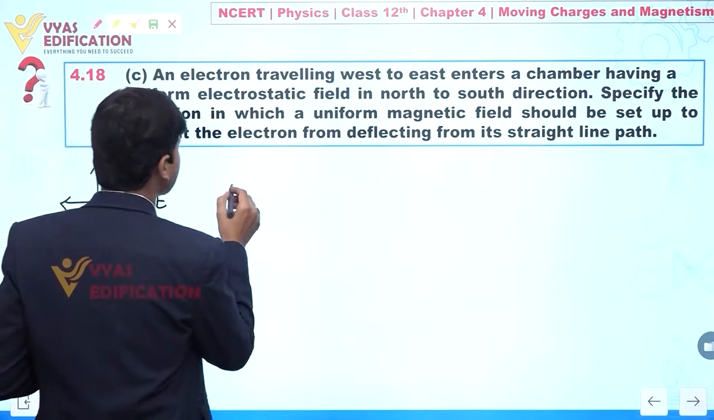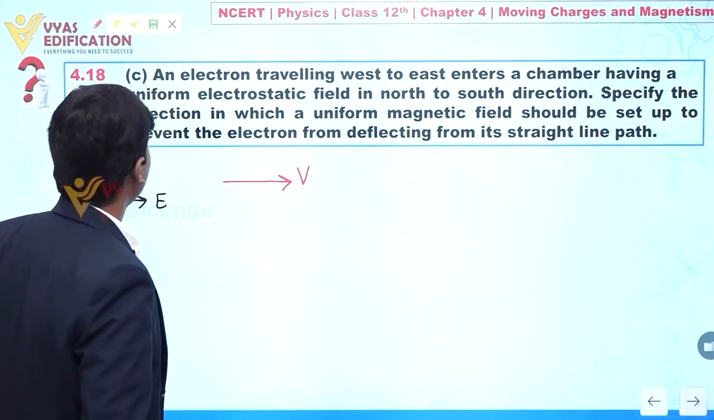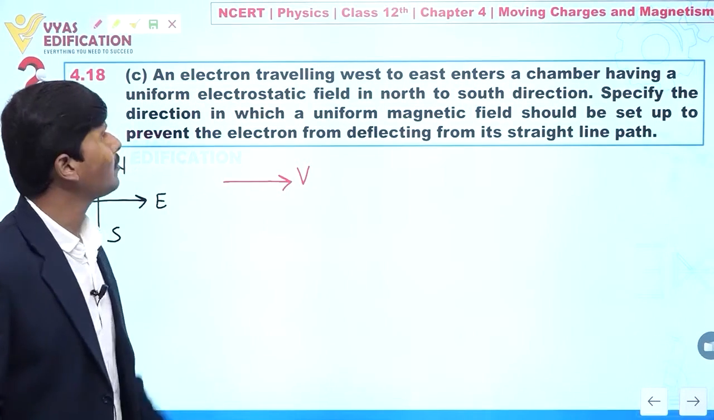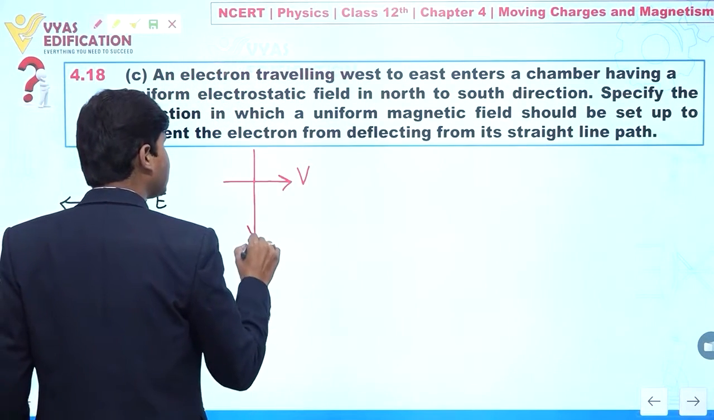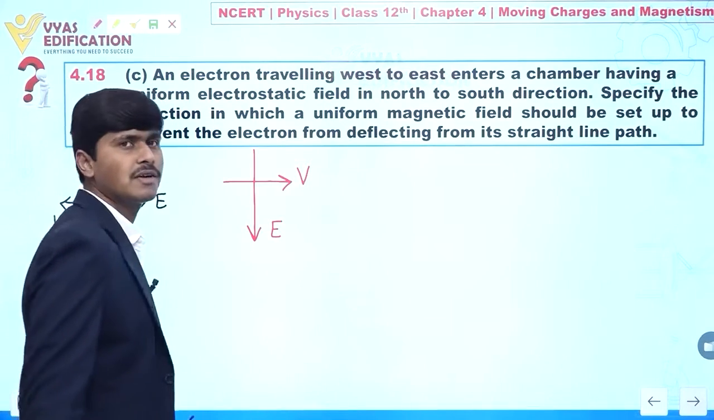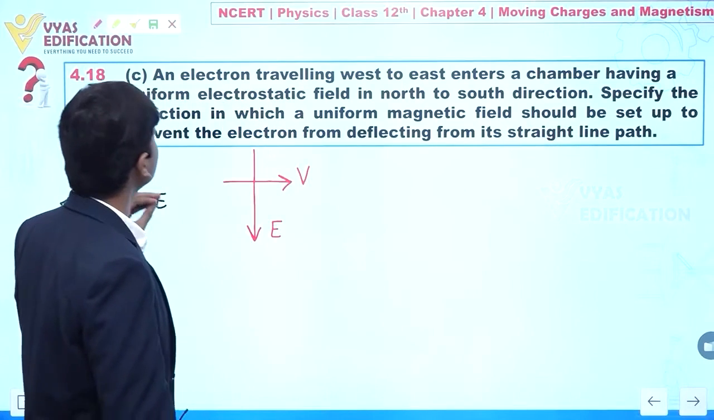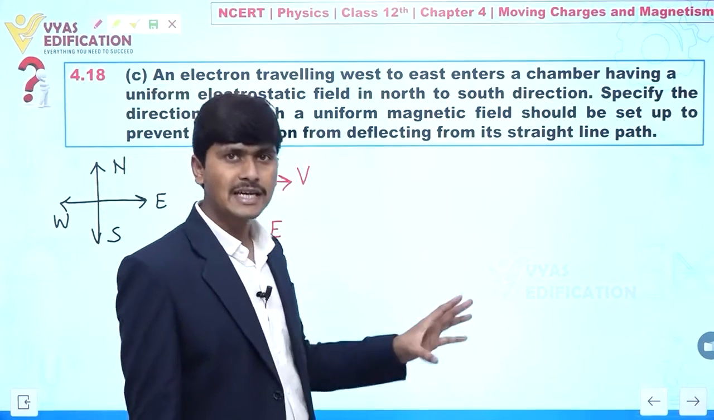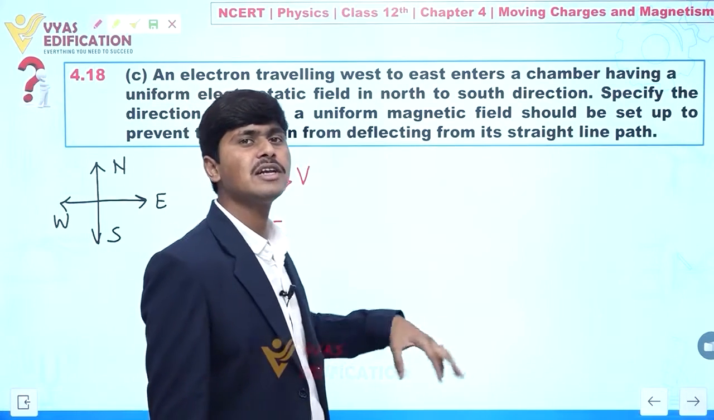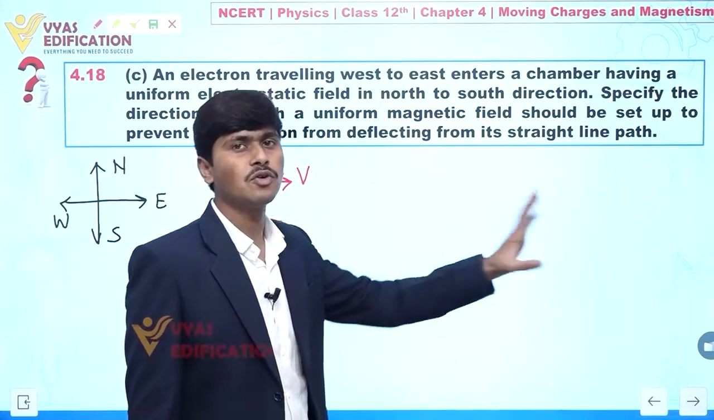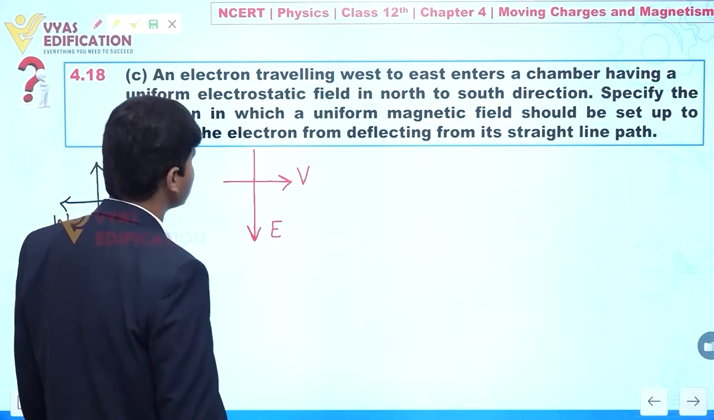An electron travelling west to east enters a chamber. Let's suppose this is the direction of motion of the electron. Having a uniform electrostatic field in north to south direction means this is the direction of the electrostatic field. Now we have to specify the direction of the uniform magnetic field so that this electron never deflects and goes on in a straight line.